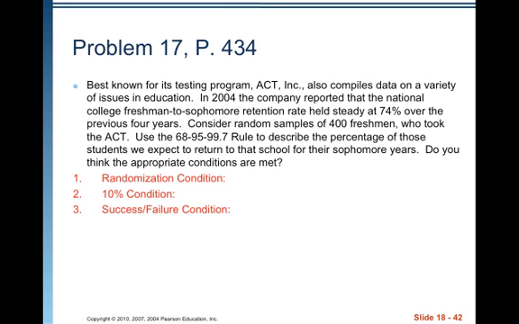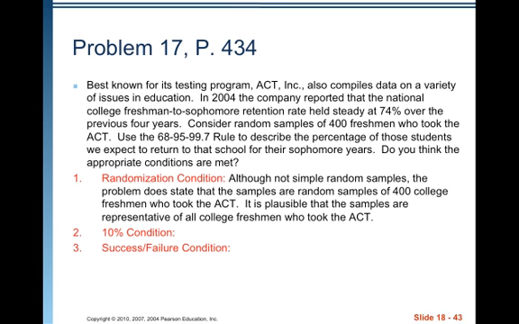All right, do you think the appropriate conditions are met here? So, randomization condition. Although not simple random samples, the problem does state that the samples are random samples of 400 college freshmen who took the ACT. It is plausible that the samples are representative of all college freshmen who took the ACT. Now, I don't know that you could say that it's representative of all college freshmen, period, in case there is something different about college freshmen who took the ACT than ones who did not. But we can make generalizations here to all college freshmen who took the ACT, the population from which the random sample was selected.